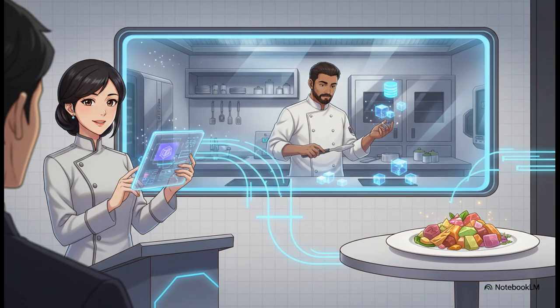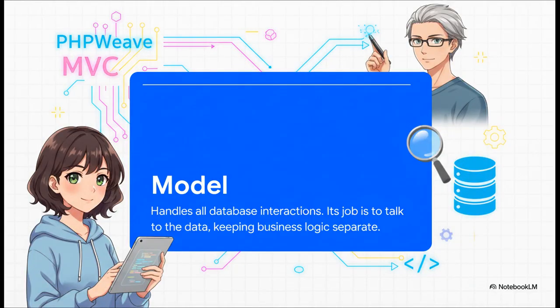And here's the best way to think about it. Imagine your web app is a restaurant. The controller, that's the maitre d'. They greet the customer, take their order, and tell the kitchen what to do. The model is the chef in the back, right? They're the one actually working with the ingredients, the data. And the view? Well, that's the final, beautifully plated dish that gets delivered to the table for the user to enjoy.